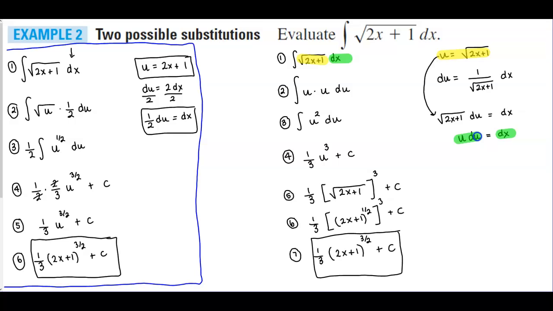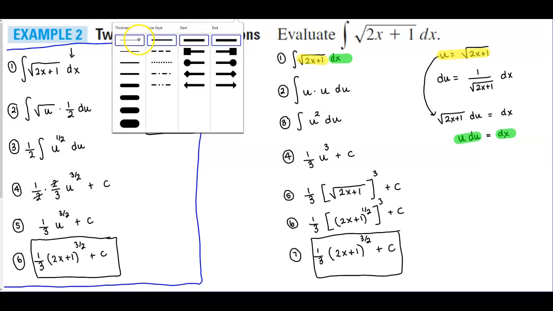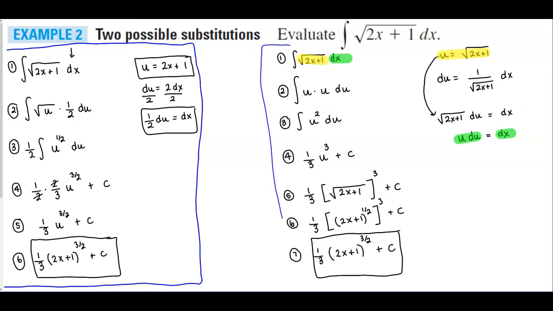which is what we get in the other one to the left. So therefore, this is another solution. Okay? So here in the first one, we let u equal what was underneath the radical sign, which is 2x plus 1. Over here, we let u equal the square root of 2x plus 1, but we still end up with the same result.